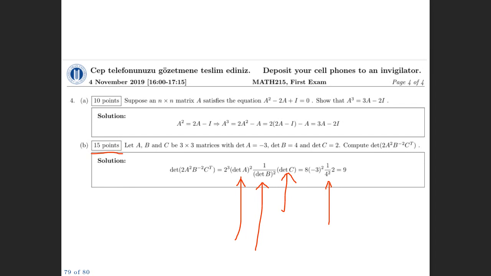15 points for just doing 8 multiplied by minus 3 squared, multiplied by 1 over 16, multiplied by 2, and getting the answer 9. I think that's another quite easy 15 points on this exam.